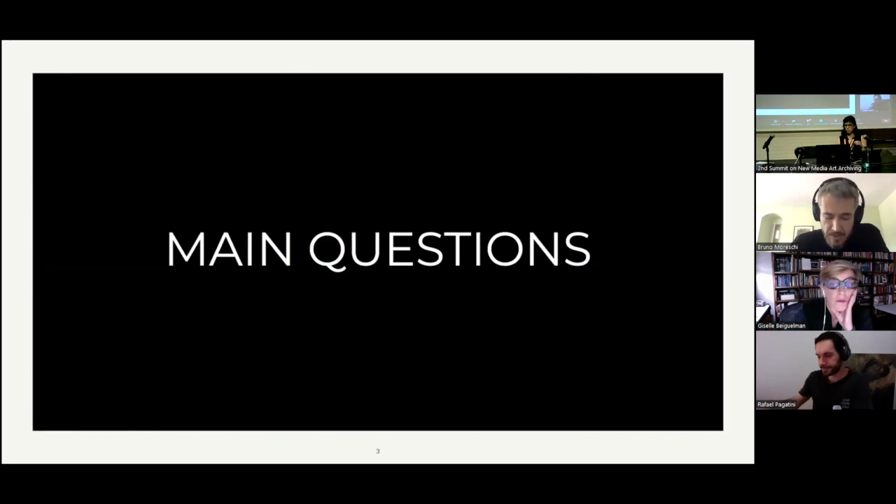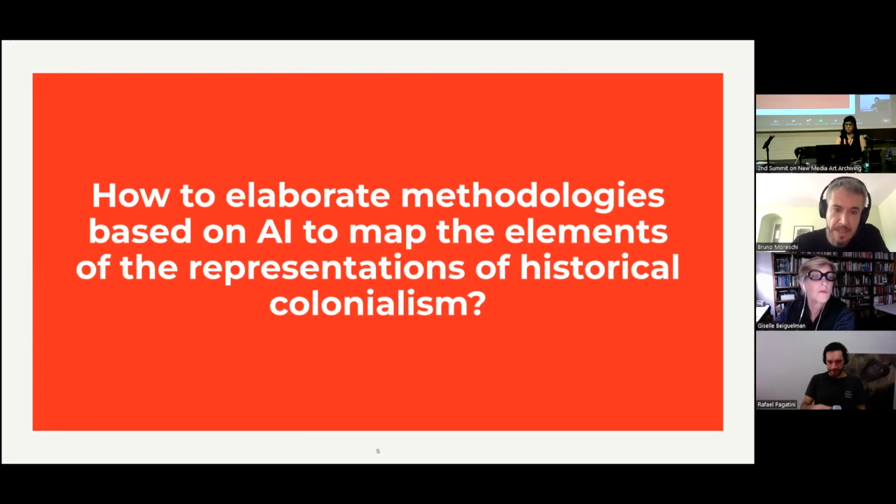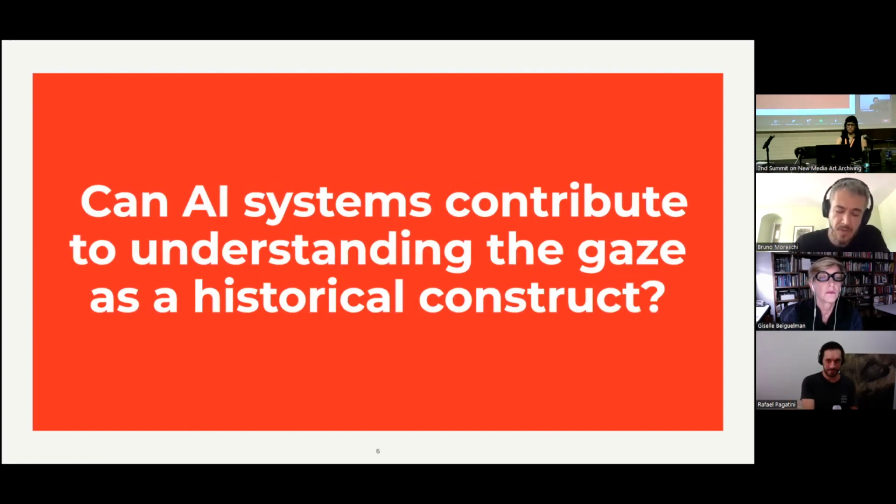Our main questions in this project are: first, what other art histories might emerge from AI's readings? Then also, how to elaborate methodologies based on AI to map the elements of the representations of historical colonialism? And also, can AI systems contribute to understand the gaze as a historical construct?